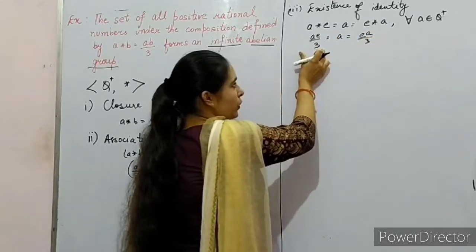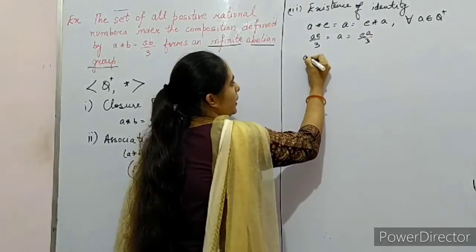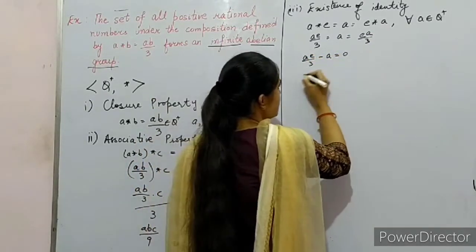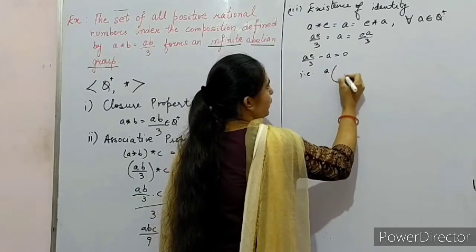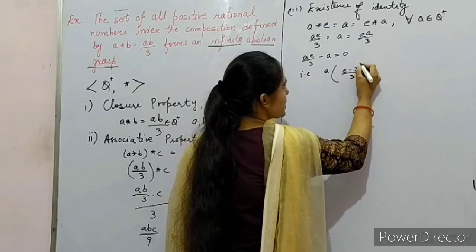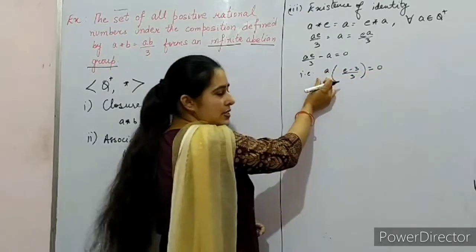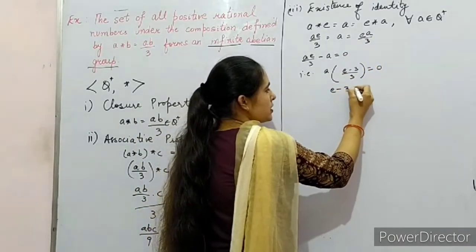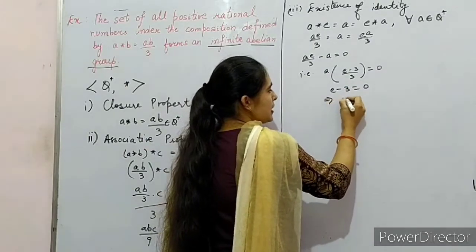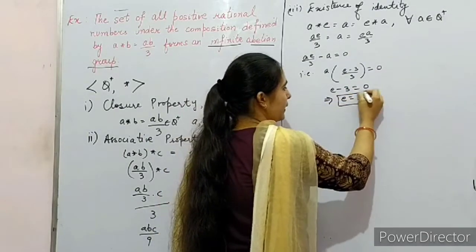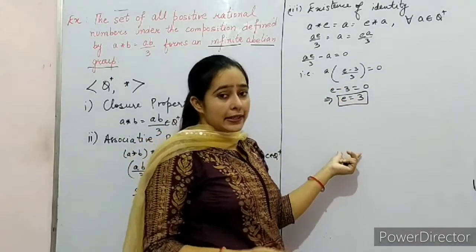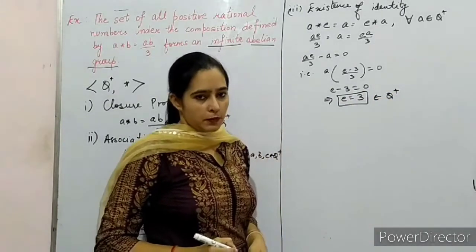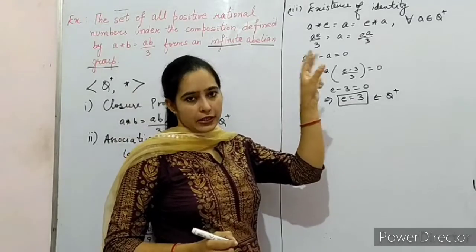You can solve it this way. AE by 3 minus A is equal to 0. That is A(E minus 3) by 3 is equal to 0. But A is not 0, it is an element of Q plus. That means E minus 3 is equal to 0. This implies E is equal to 3. So you get the identity element 3, and clearly this belongs to the set of positive rational numbers. So existence of identity is there.